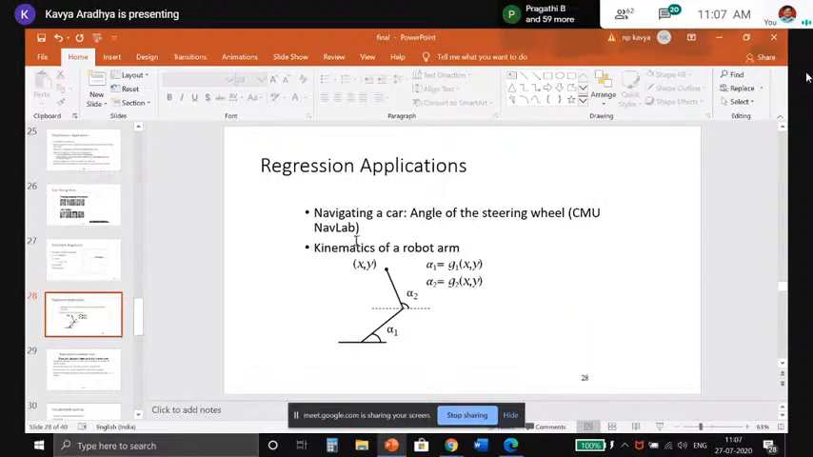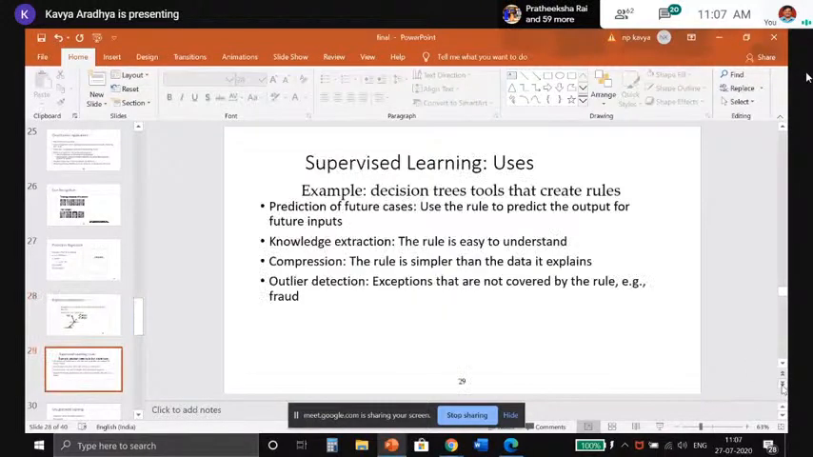Applications of regression is for your navigation car. You have something called kinematics of your robot arm. So these are the parameters they define, and this is how it looks like. And where does supervised learning find its uses?